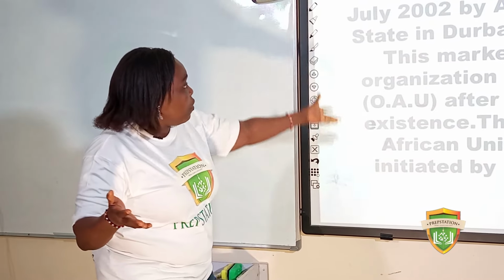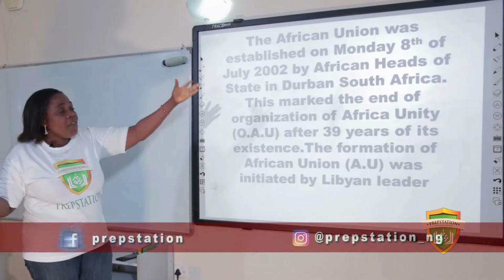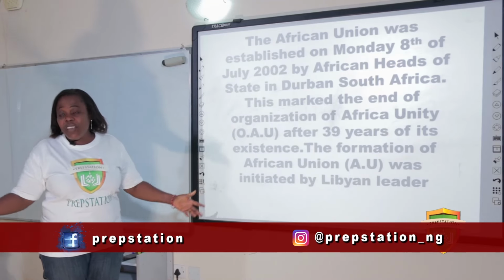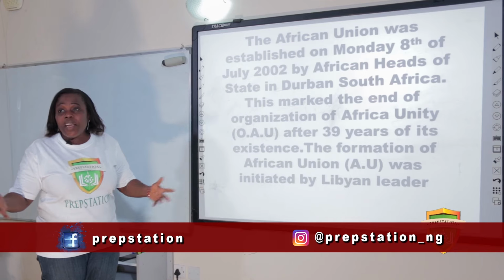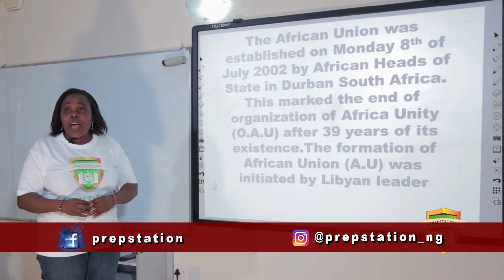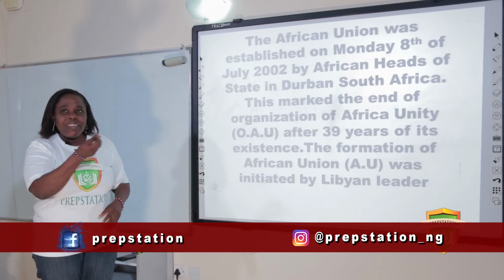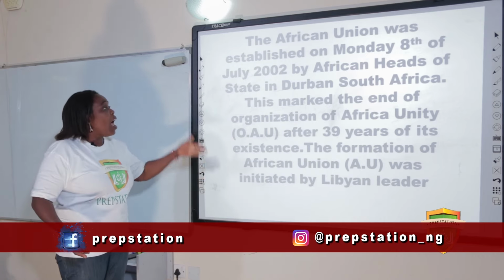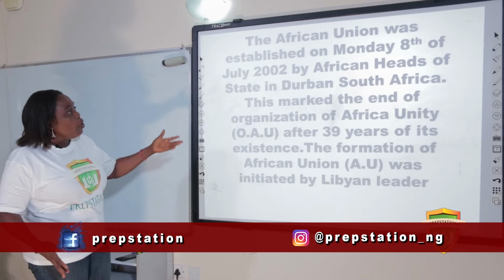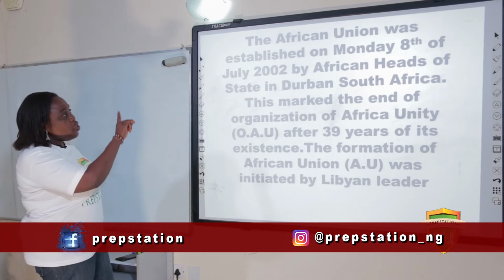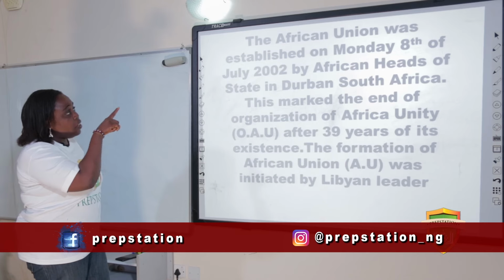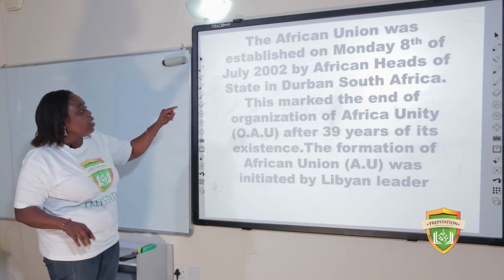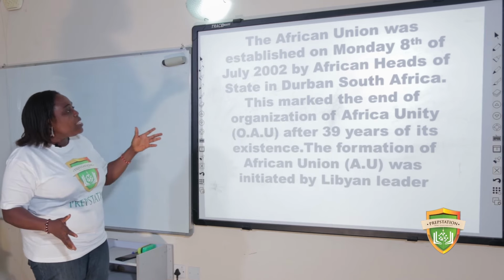If you see a question like this, the African Union has the following countries as members. And you see Ghana, America, Nigeria, Togo. You shouldn't think twice to know that the answer is what? America. America is not part of the African Union. Now, look at the date. This is the date of the new African Union, and it's dated Monday, 8th July 2002. So please take note of this.